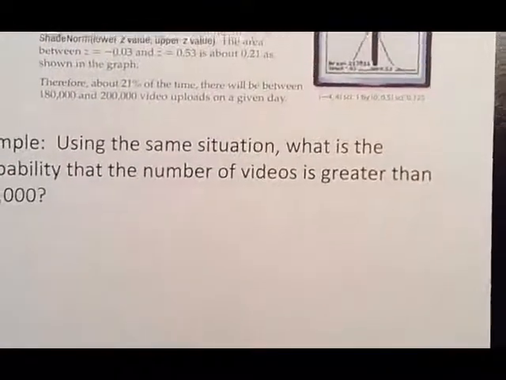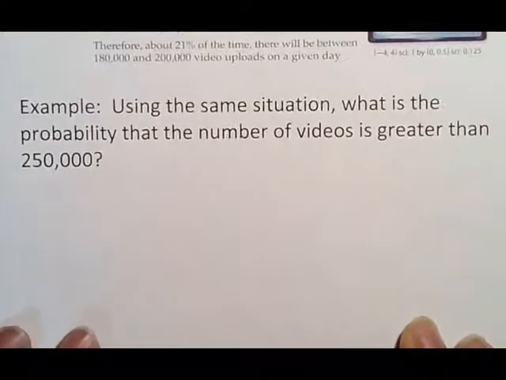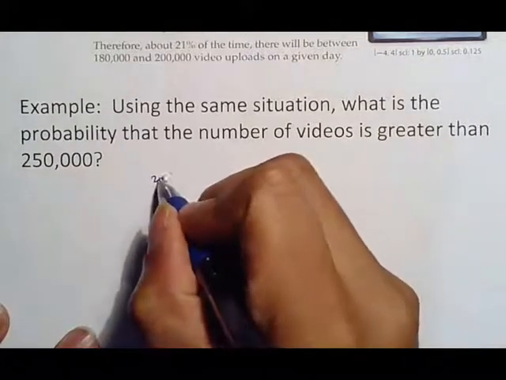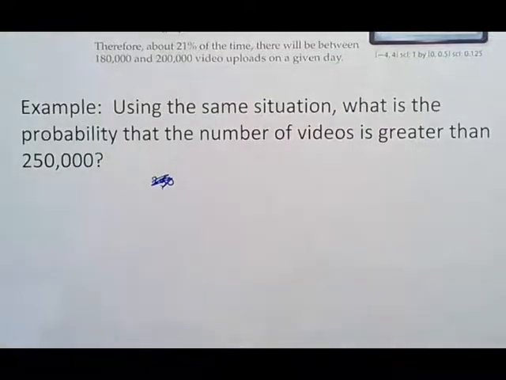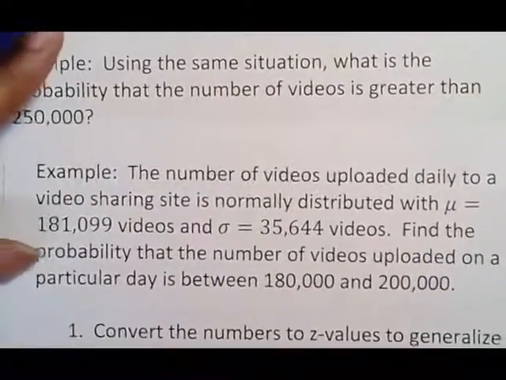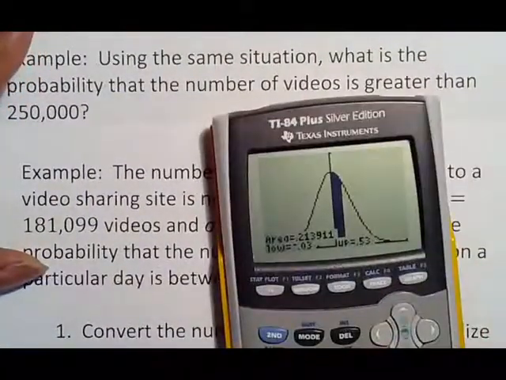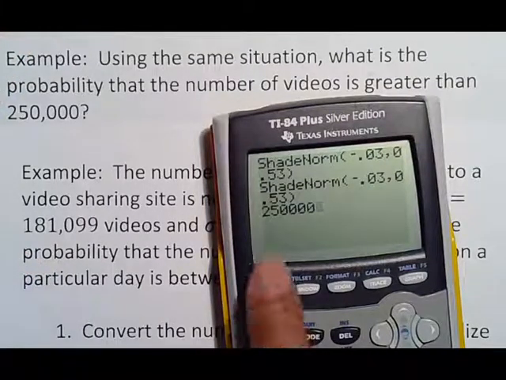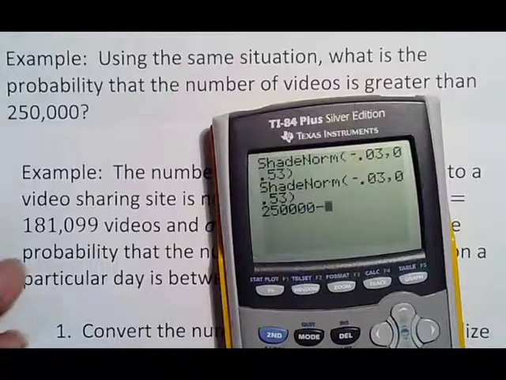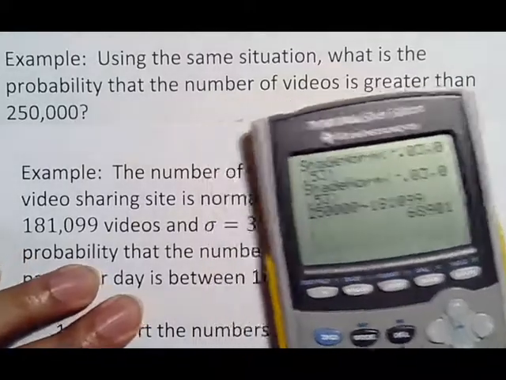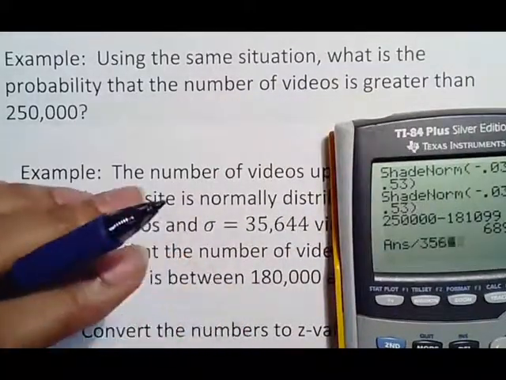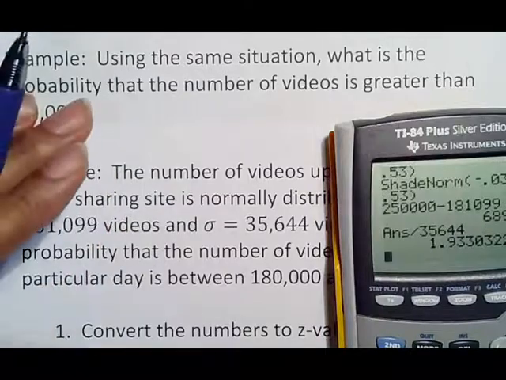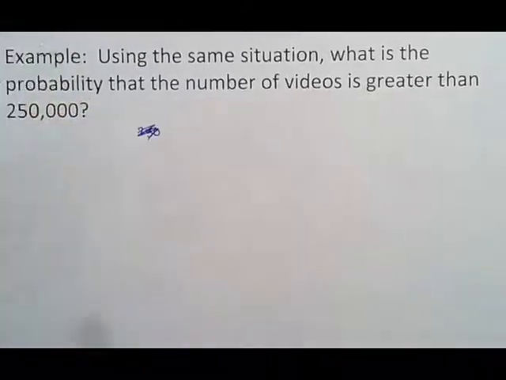Alright, using the same situation, what's the probability that the number of videos is greater than 250,000? So again, I'm not going to write it because we have the information here. Greater than 250,000 means we now want to do our z number, because remember we cannot do anything without the z. So 250,000 minus your mean, 181099, divided by your standard deviation 35644, means that's about 1.93 standard deviations away.